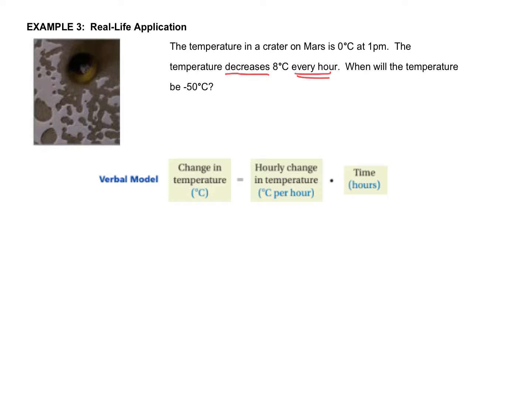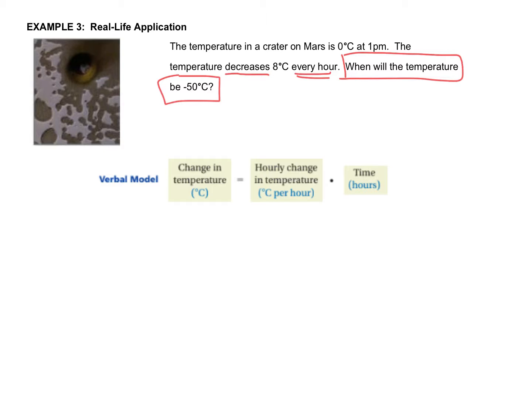And then we want to know, this is always important, what's the question? What are we trying to answer? So when will this be negative 50 degrees? So there's lots of ways to get there. You could certainly make a table and just start saying, okay, at 1 o'clock it's 0. At 2 o'clock it's now negative 8. At 3 o'clock it's now negative 16. And make a table.